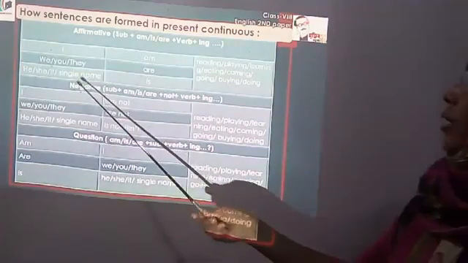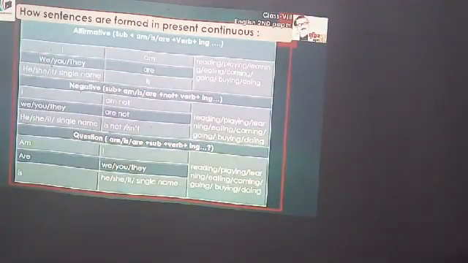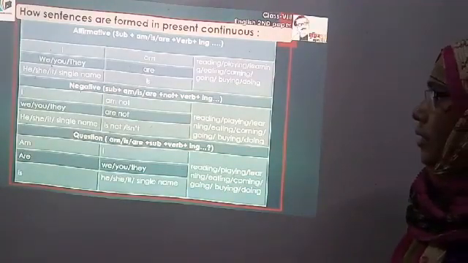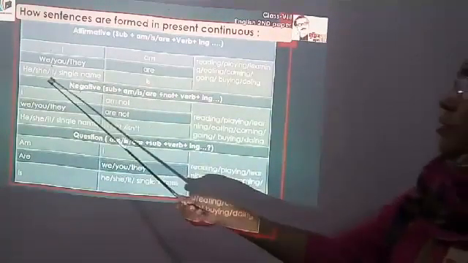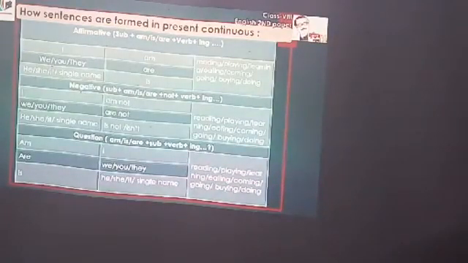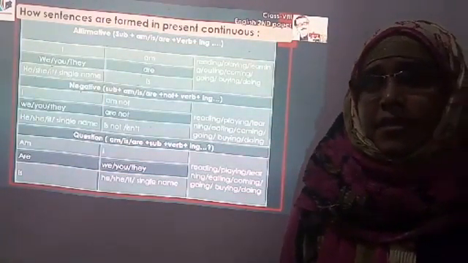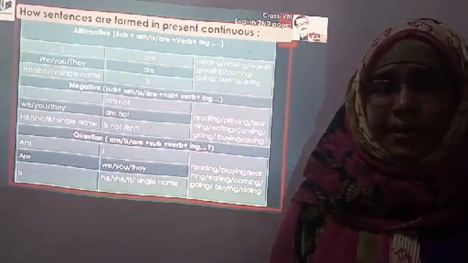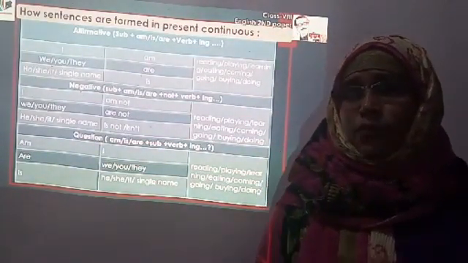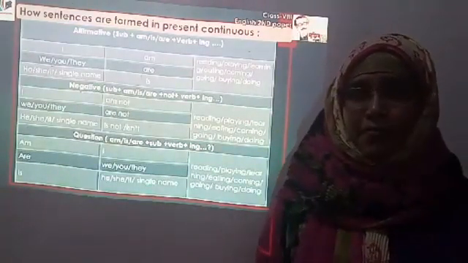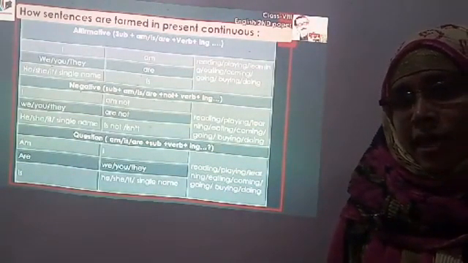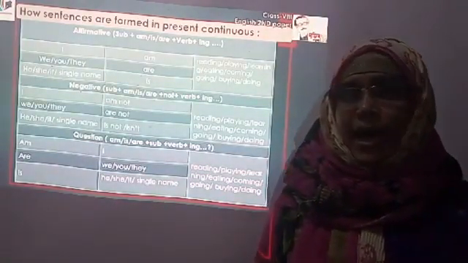Like this. We, you, or they are reading. We are reading. You are reading. And if we use he, she, it: he is reading, she is reading, it is doing, it is playing. So in an affirmative sentence in present continuous, at first the subject is added, then the auxiliary verb am, is, are, then the main verb in base form, and the verb takes ing.